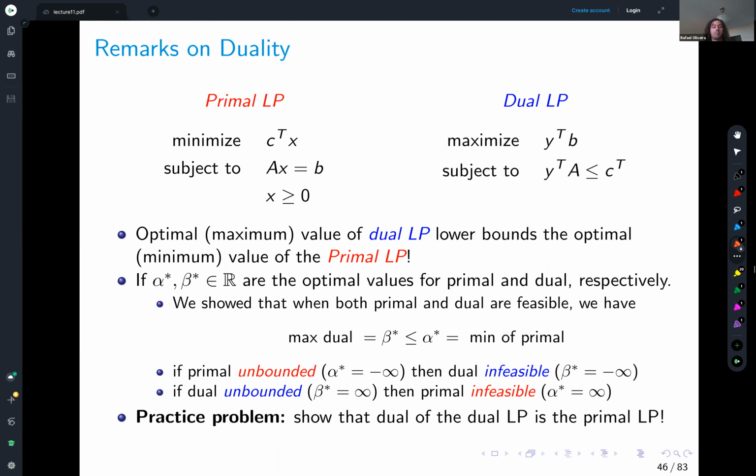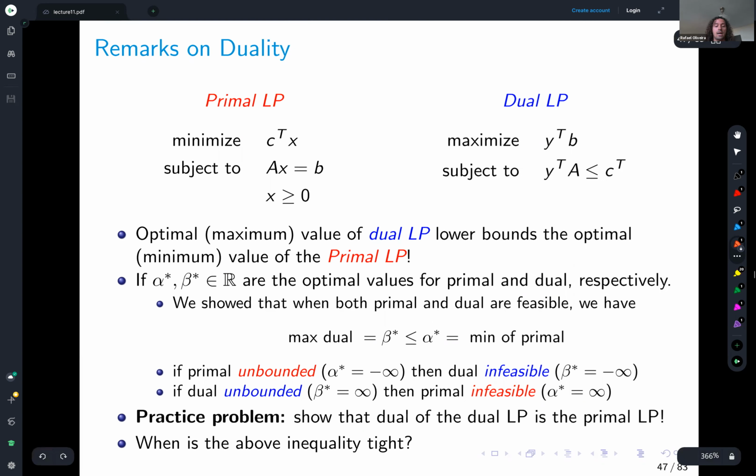And here's a practice problem. You would also want to see that the dual of the dual linear program is actually the primal. And that's why we call this duality. There's no chain. If I take the dual, I get my dual. And if I take the dual of the dual, I get the primal again. To do that, you can just convert the dual into standard form and then take the dual. Once you convert it back to standard form, you get exactly the primal. So this is a practice problem for you.